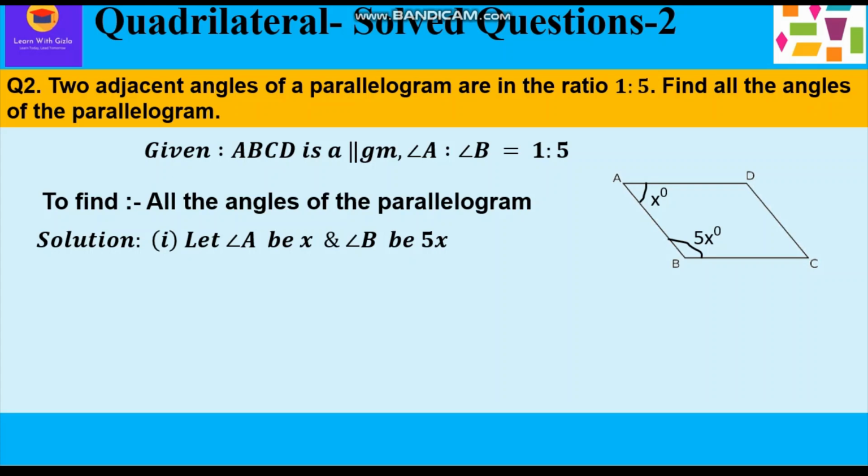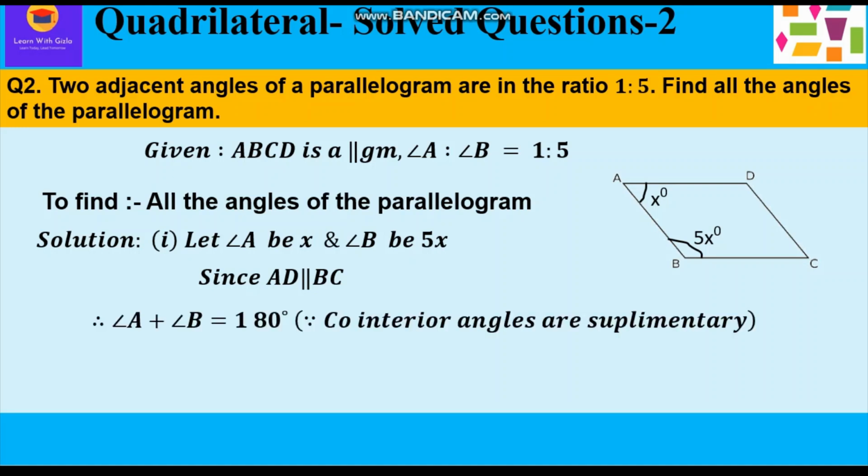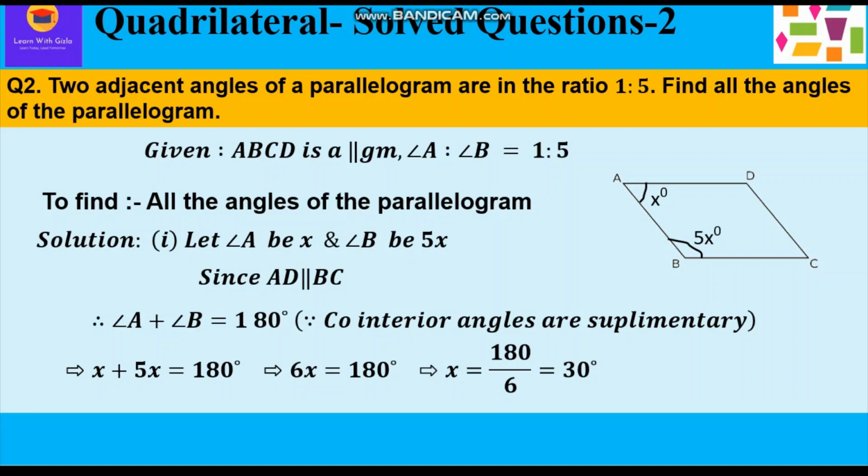Let angle A be x and angle B be 5x. Now since AD is parallel to BC, as they are the opposite sides of a parallelogram, we can say angle A plus angle B form co-interior angles which are supplementary, so their sum is 180 degrees. Further we shall put the values. So x plus 5x is equal to 180 degrees. Further, 6x is equal to 180 degrees. Therefore x is equal to 180 upon 6, which is equal to 30 degrees. So x has come equal to 30 degrees.